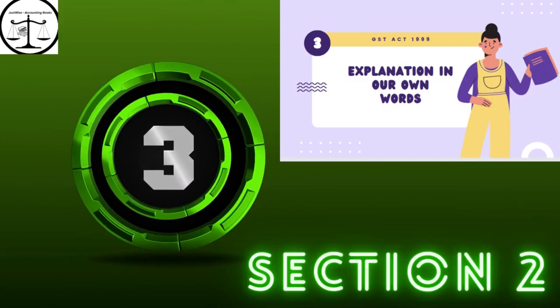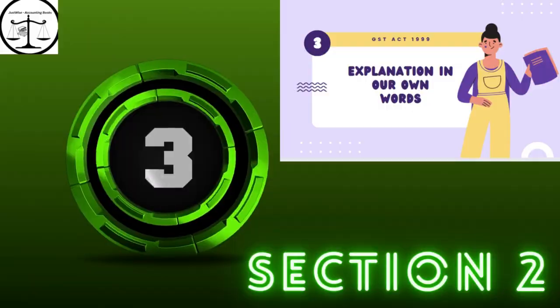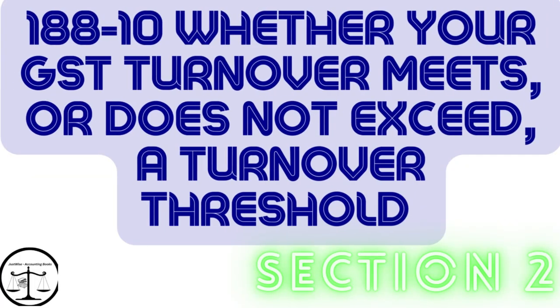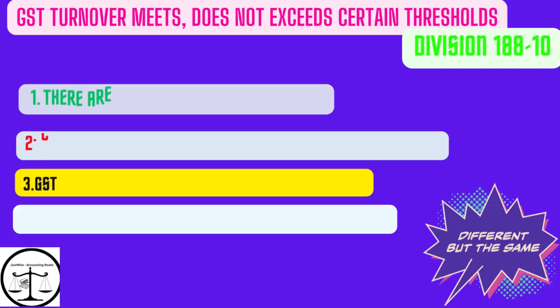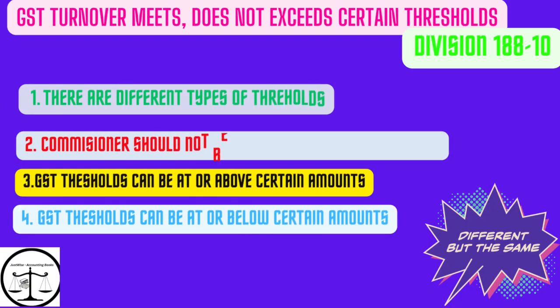Now we will discuss Division 188-10, whether your GST turnover meets or does not exceed your turnover threshold. Basically, this section is explaining that there can be different types of thresholds for different types of GST turnovers. Friends, another thing is that the Commissioner should not be satisfied in opposite directions for both sides of GST turnover thresholds. For example, if a threshold is at or above a certain GST amount, the Commissioner should not be satisfied in the opposite direction, that is, below that amount.